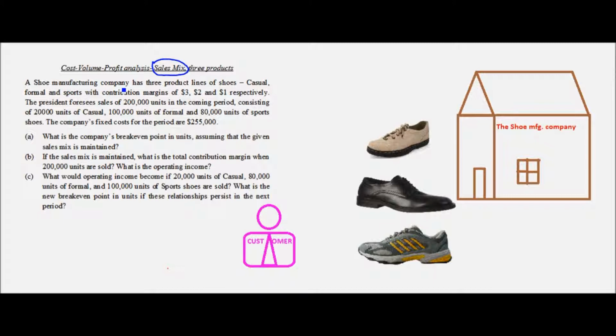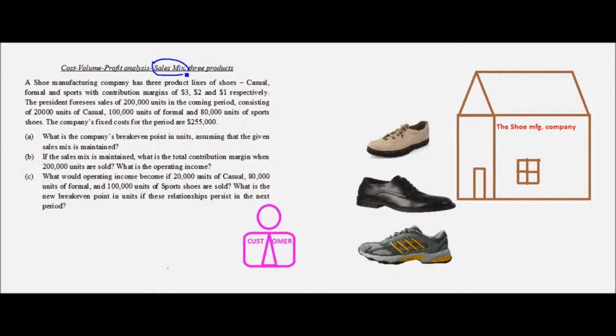So a shoe manufacturing company has three product lines of shoes: casual, formal, and sports, with contribution margins of $3, $2, and $1 respectively. Now the president foresees sales of 200,000 units in the coming period, consisting of 20,000 units of casual, 100,000 units of formal, and 80,000 units of sport shoes. The company's fixed cost for the period are $255,000.